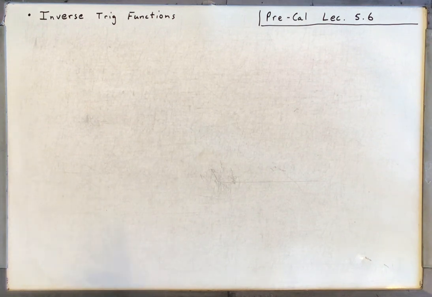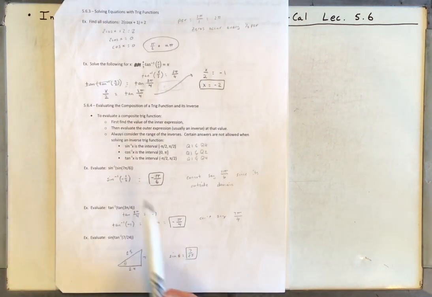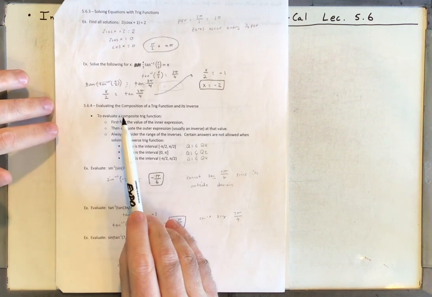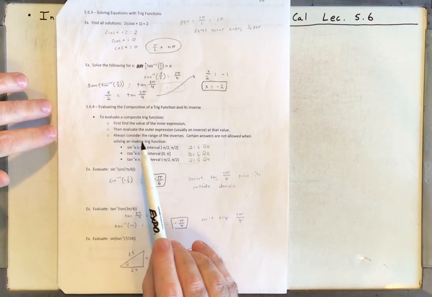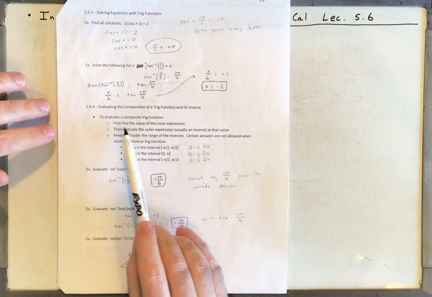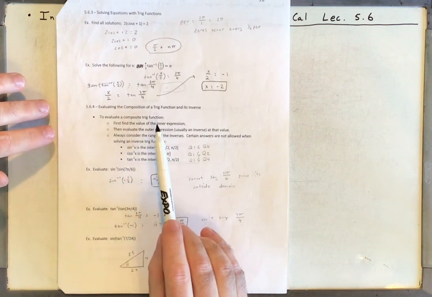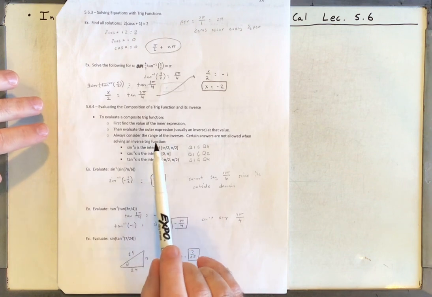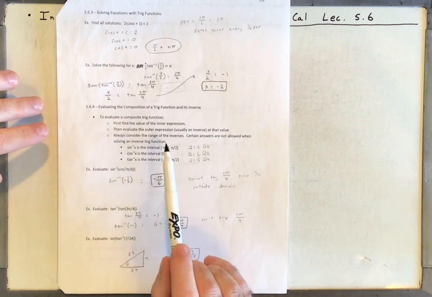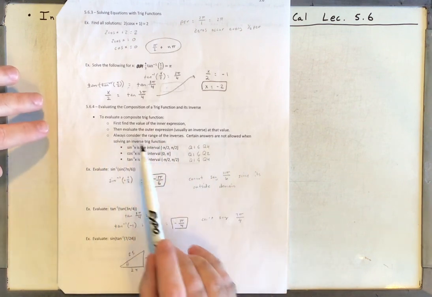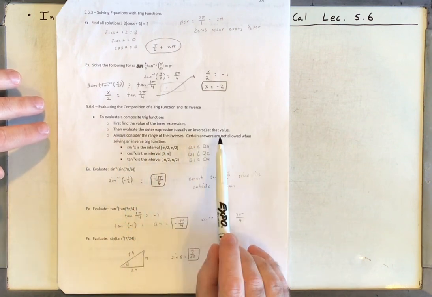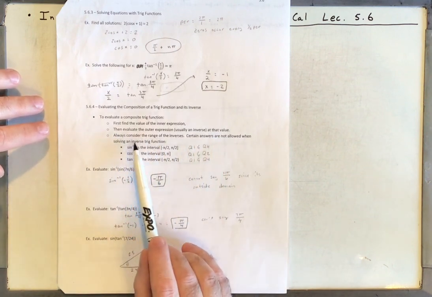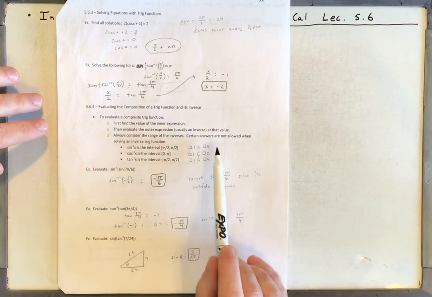And then the last section of this lecture, 5.6.4, evaluating the composition of a trig function and its inverse. So first find the value of the inner expression. So this is a composite trig function. It means we've got the tangent of the sine or the sine of the tangent, stuff like that, okay? Then evaluate the outer expression at that value. Always consider the range of the inverses.